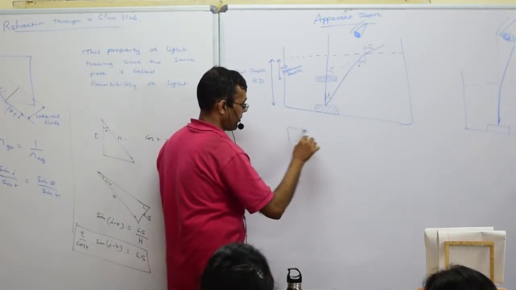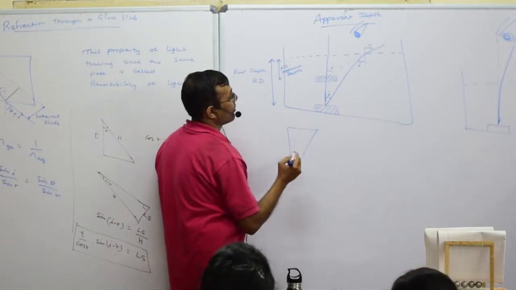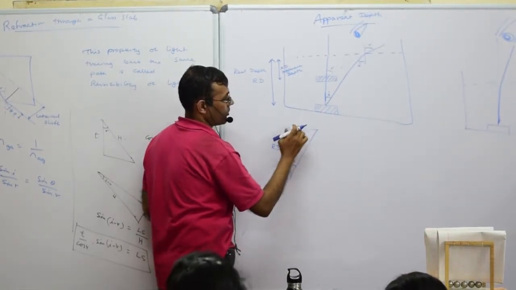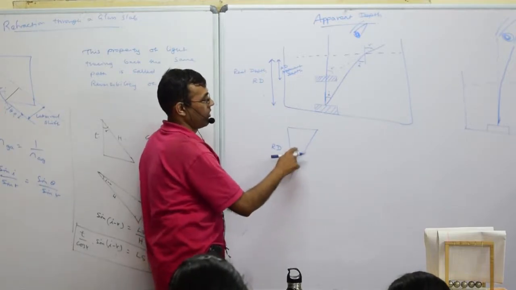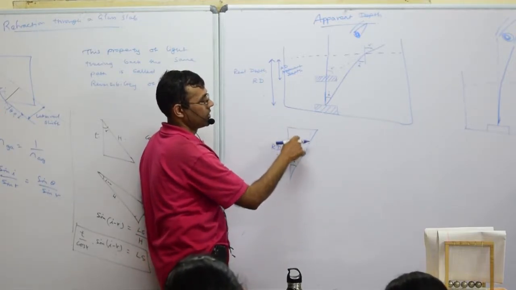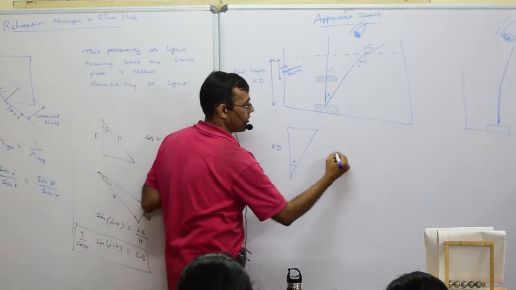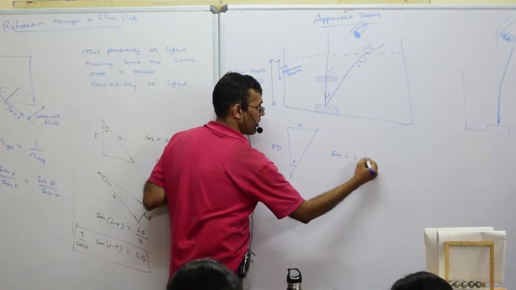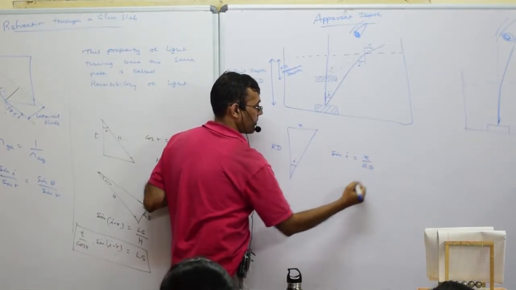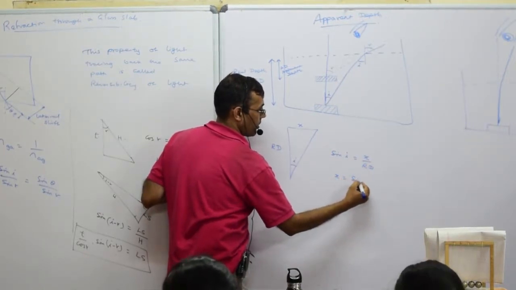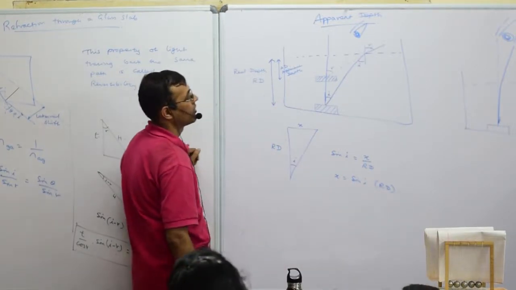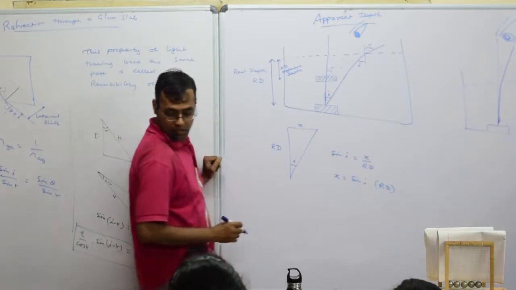So let me redraw this again. This is I, this is RD. So how to find this one? Is this adjacent angle or opposite side or adjacent side? Opposite. So that means sin I is equal to, let's call this x, divided by RD. So x is equal to sin I into RD, real depth. Okay. Now look at the other triangle.